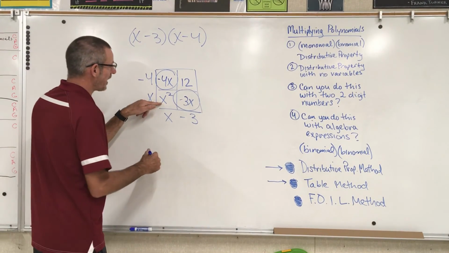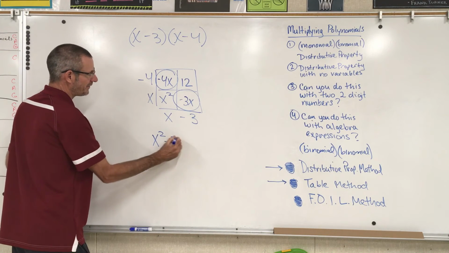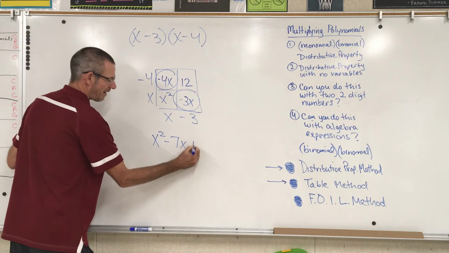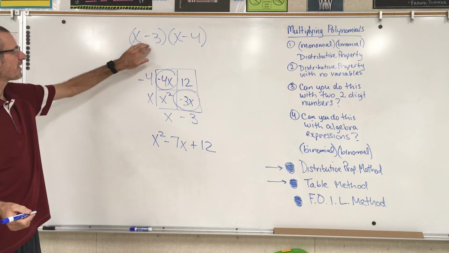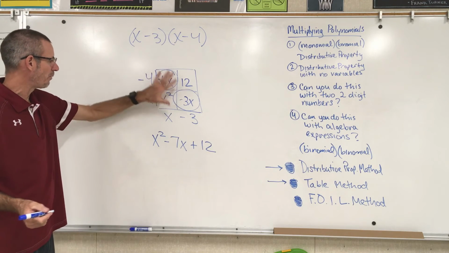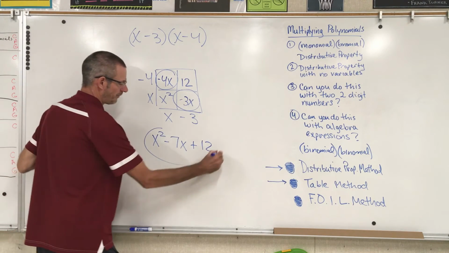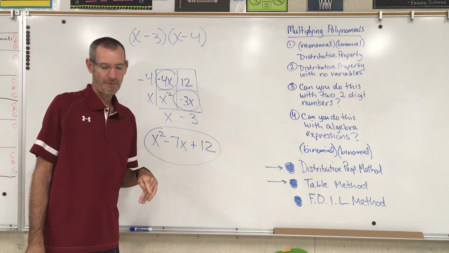So I'm going to have an x squared. When I combine these, I get -7x. And then I have a 12. So when I multiply the binomial x minus 3 by the binomial x minus 3 using the table method, I get this second degree trinomial, x squared minus 7x plus 12.